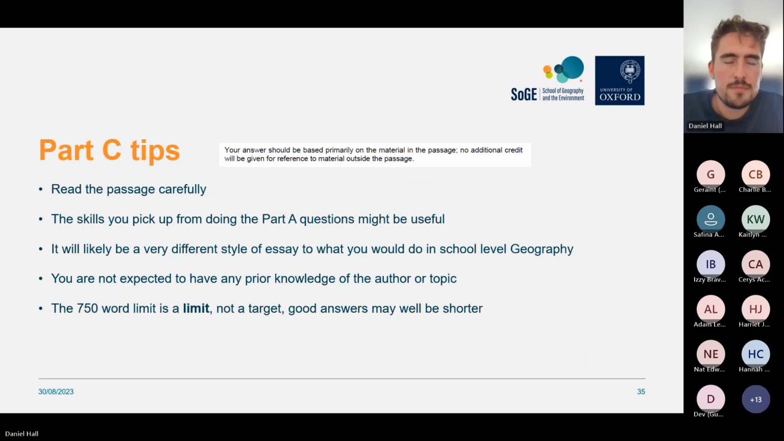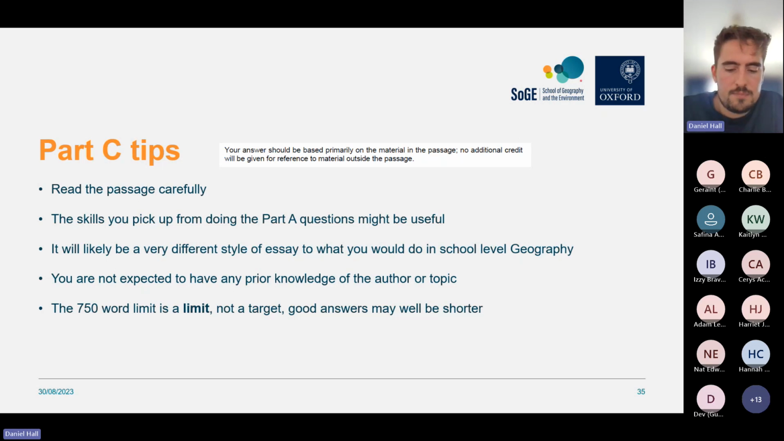the topic. So the tips for this are: read the passage carefully. You've got about 45 minutes for it, or you should do if you've timed the other parts correctly. The skills that you pick up from doing the part A questions might be useful here. They might not, but they might be. It might help you to think of a few key points you want to bring out, or at least organize your thinking around.